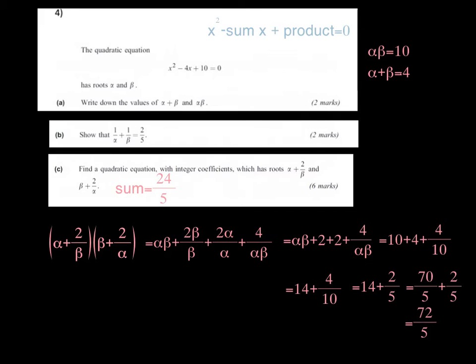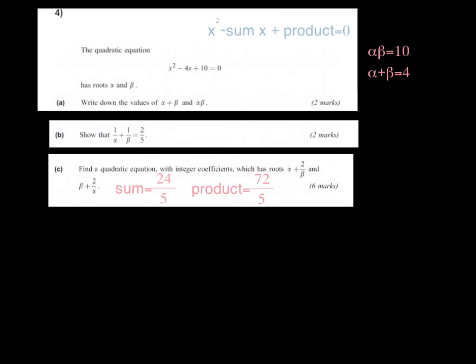So we've neatened up the fractions. I've written 14 as 70 over 5 to enable me to add those fractions to leave me with 72/5. So we've now got the sum and the product, so we can put it into this form.